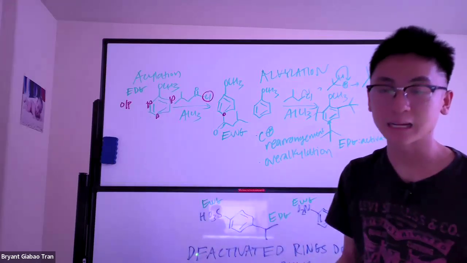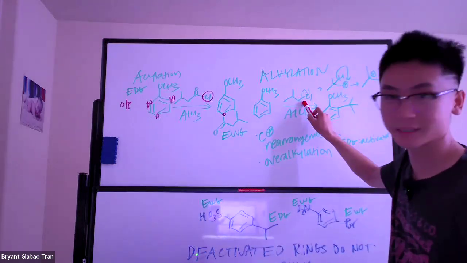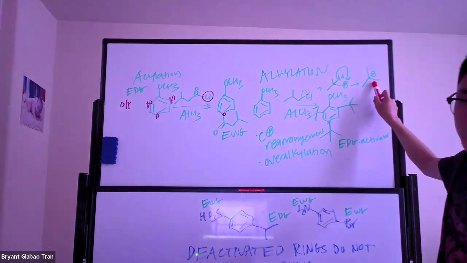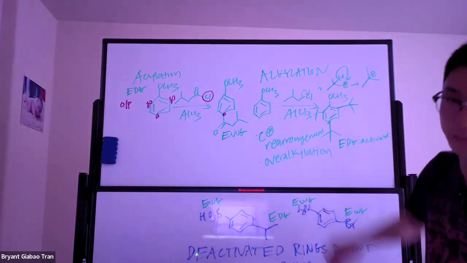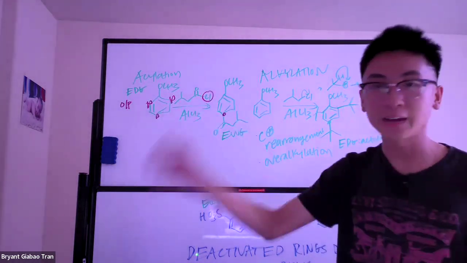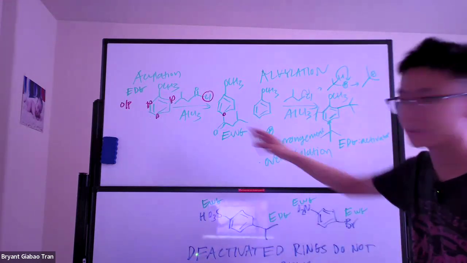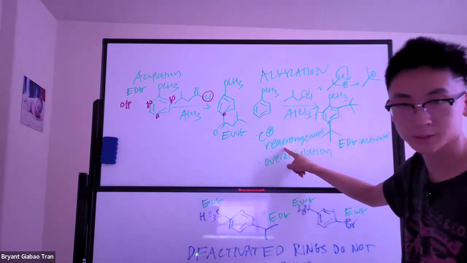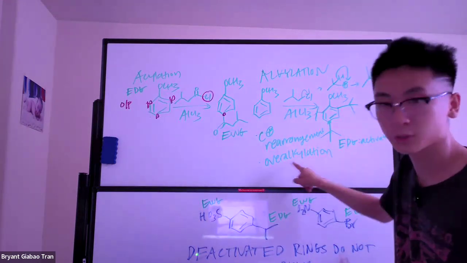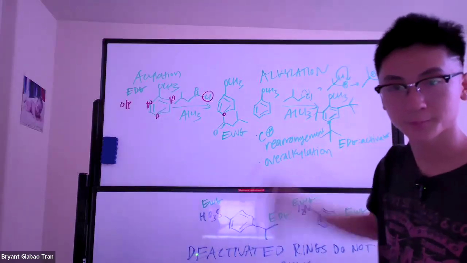So acylation is adding a carbonyl, and alkylation is just adding carbons, where those carbons are susceptible to hydride shifts or methyl shifts. If you want to add this group right here, you will not get that group; you will get the group that is there after rearrangement. Acylation and alkylation have the same limitation of not working on a deactivated ring, but alkylation has 2 more limitations that acylation does not have. Alkylation is susceptible to hydride or methyl shifts, and it can over-alkylate. Acylation does not have these 2 limitations.